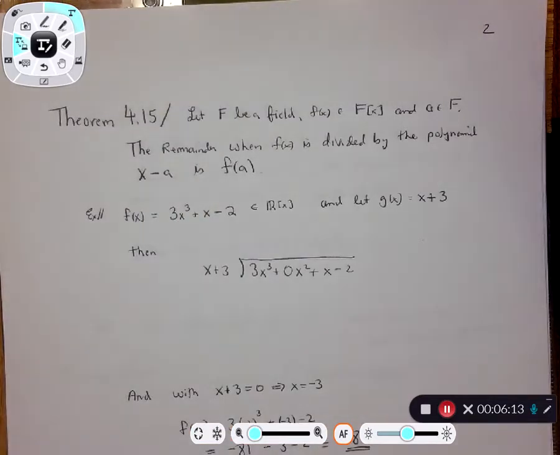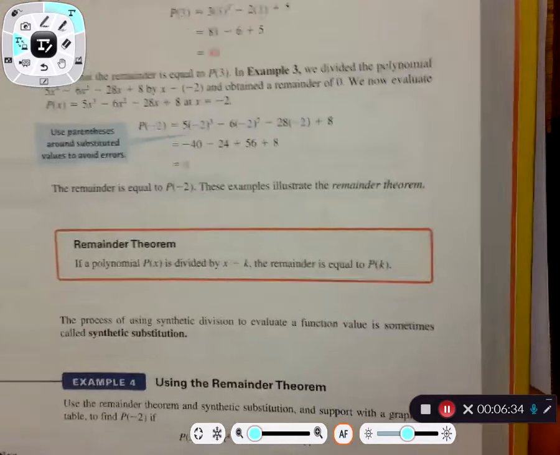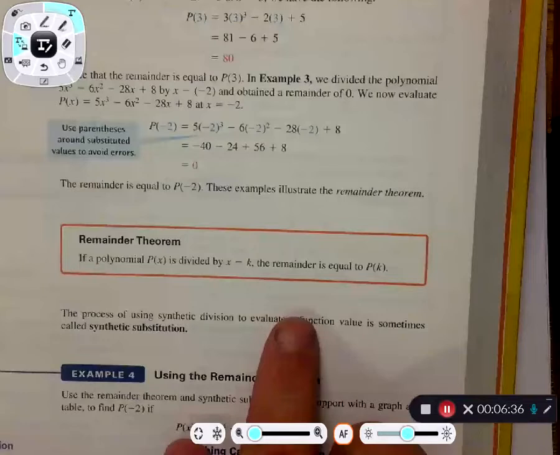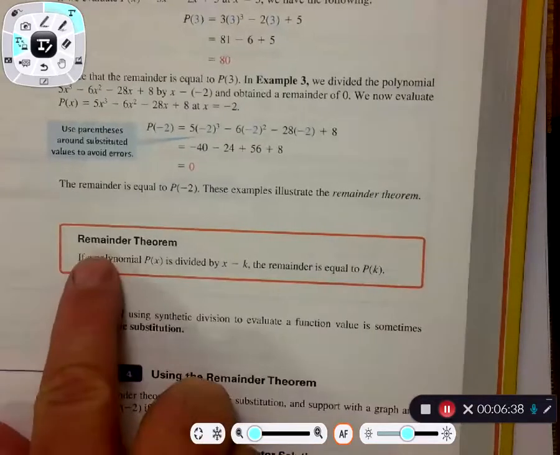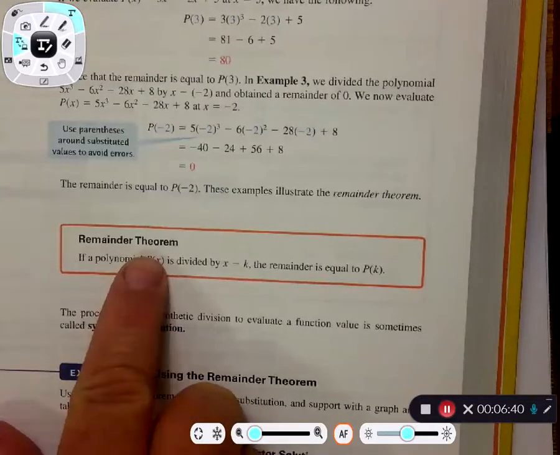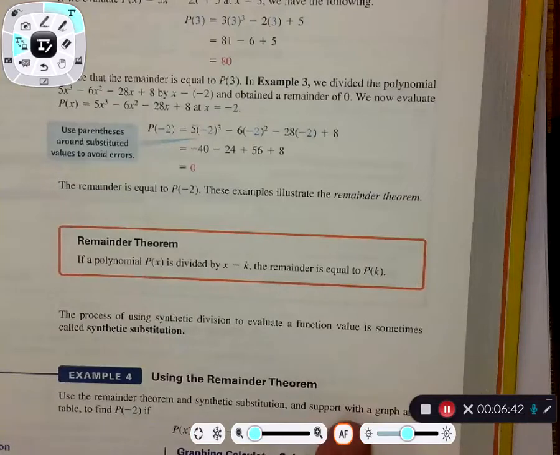Now this may look like something that is a brand new theorem, 4.15 out of our textbook. But no, this is a theorem that you've actually seen before. So I grabbed an old pre-calculus college algebra textbook, and I looked at the chapter on polynomials. It's called the Remainder Theorem there, as well as it's called the Remainder Theorem in our book.